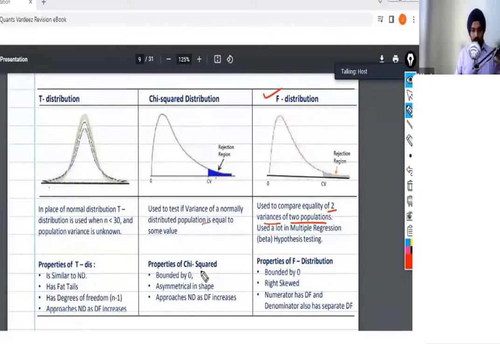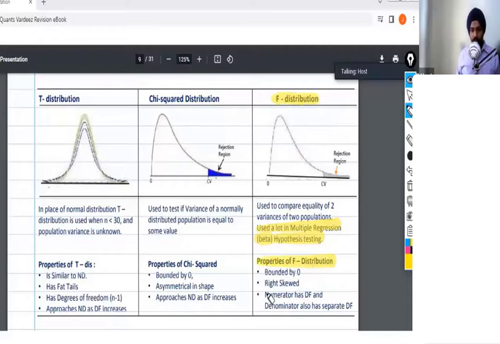When you have two populations, let's say CFA candidates and FRM candidates, and you want to compare the variance of these two different populations, then you use the F distribution for that. Moreover, in FRM Part 1, the F distribution is going to be used a lot in multiple regression hypothesis testing. That is, the betas, all those beta coefficients that we have, we want to test that. Then we use the F distribution for that.